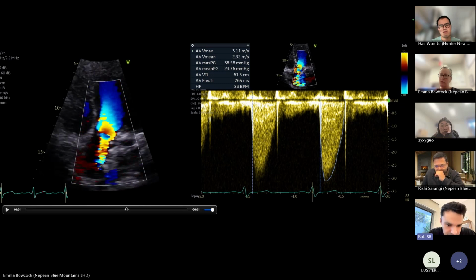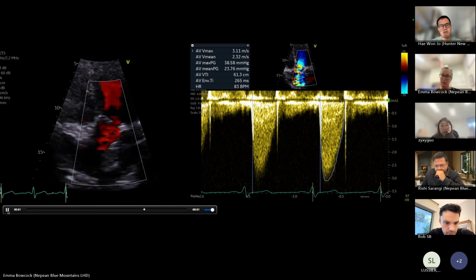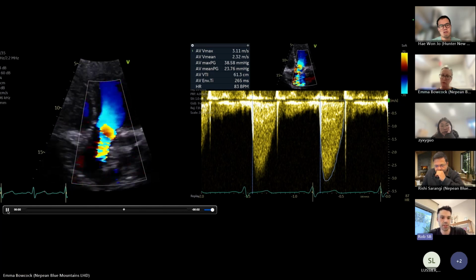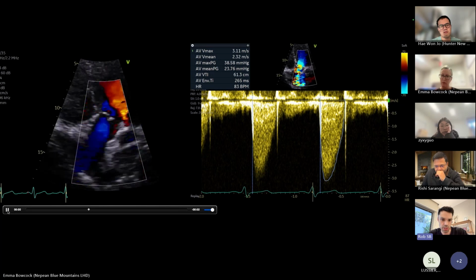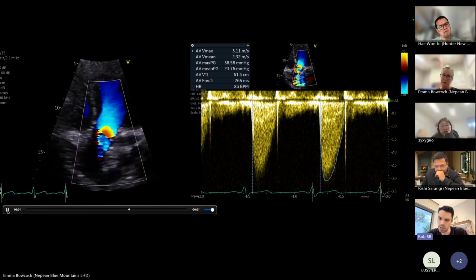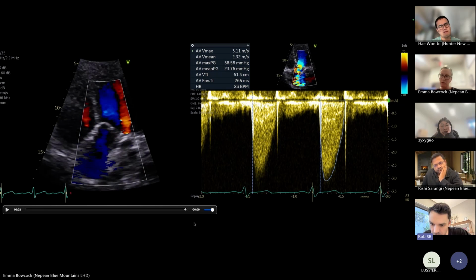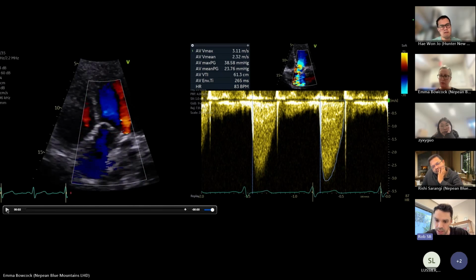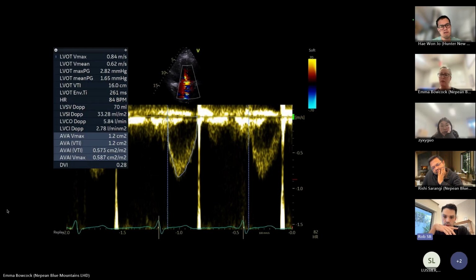Just, would you mind playing the color again, Emma? There's no significant associated aortic regurgitation to explain the increased velocities, and the shape is consistent with it being a trace through the LVOT aortic valve. So we haven't captured a mitral regurgitation or something. I think this is true.